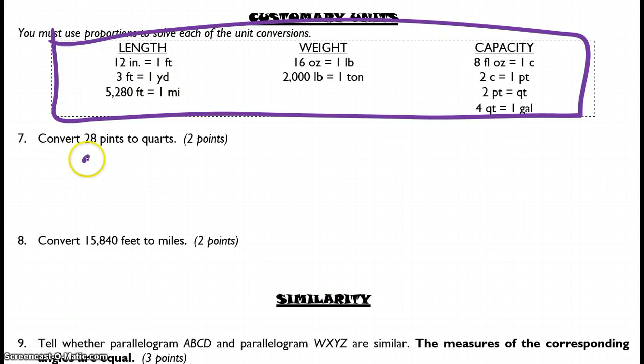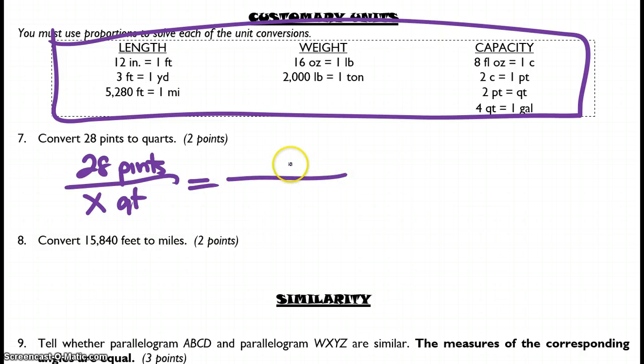So on this one, I'm converting 28 pints to quarts, and I don't know how many quarts, so I'm going to call it x. Then I need to set up my other proportion as pints over quarts as well. And then I look up in my chart and I try to find somewhere where it says pints and quarts. And I see right here that 2 pints equals 1 quart.